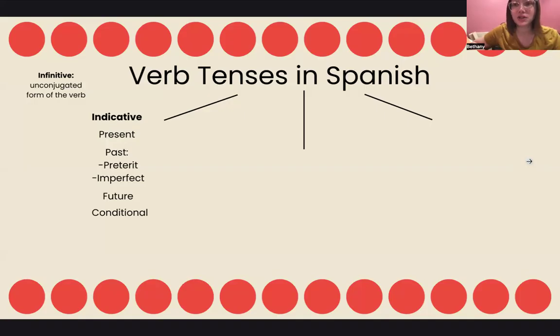And then the conditional, so that's the woulds or coulds things. I would do this, right? Or I could do this. That's the conditional tense. And then the present progressive. So think in English the ing words. When we go through this, I'll show you how to do it in Spanish.